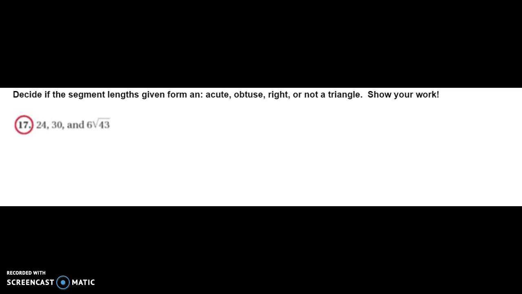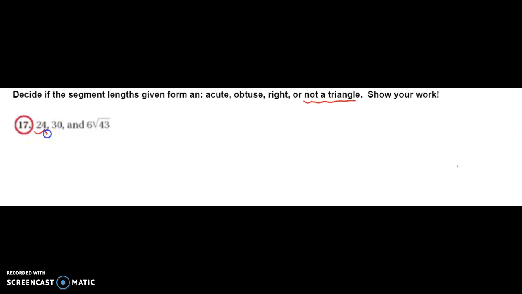All right, we want to figure out if this, first of all, is a triangle or is not a triangle, and then also, if it is a triangle, is it acute, obtuse, or right? So we're going to use the Pythagorean theorem to check this, or Pythagorean inequalities more specifically.